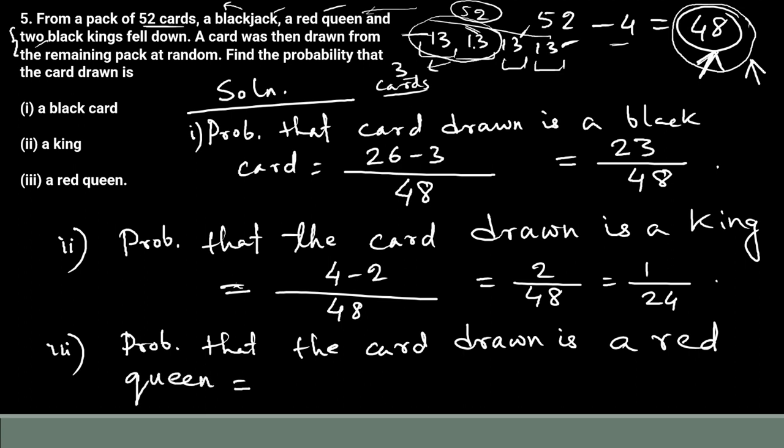So a red queen fell down. Let's say you have a red queen of diamonds and a red queen of hearts. One of them fell down, so one of them is still there in your 48 cards pack, right? One of them is still there. So the favorable number of outcomes will be 2 minus 1, so 1 is there, and the total number of outcomes is 48. So it's 1 by 48.